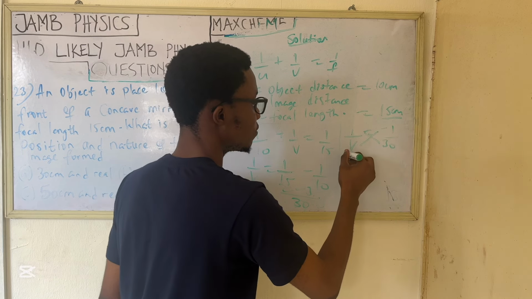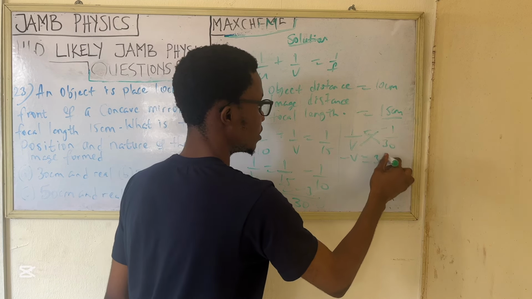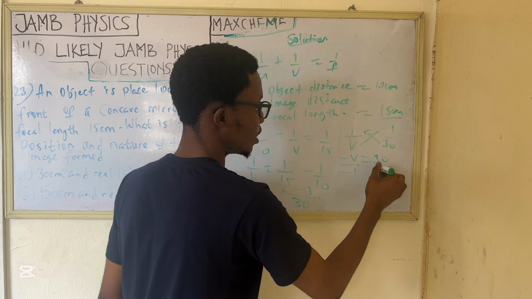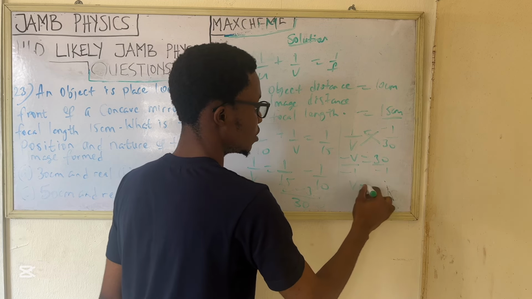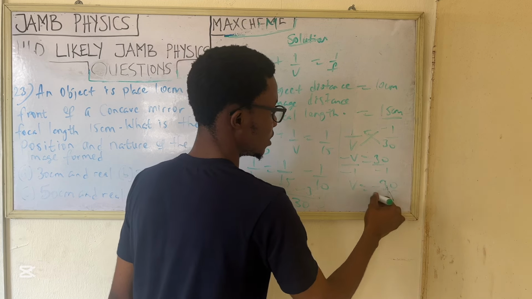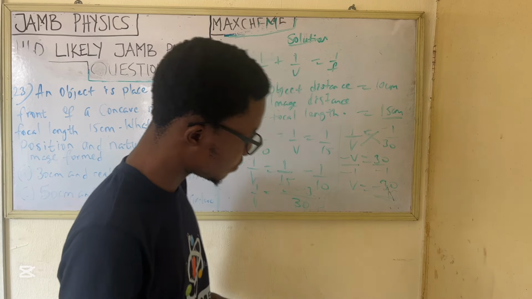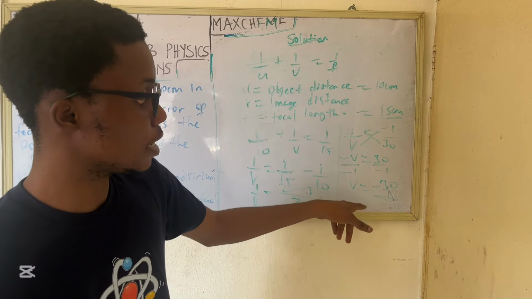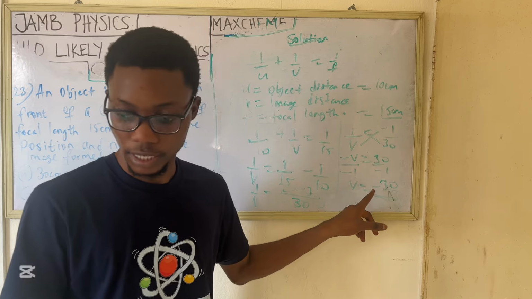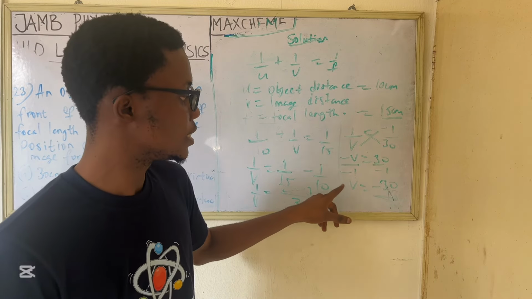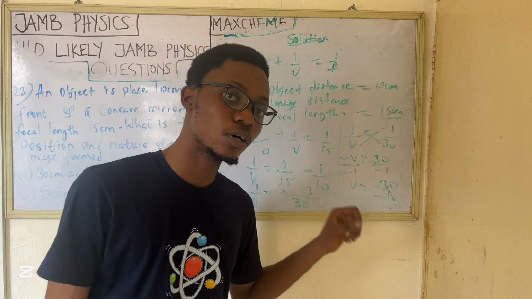Then you cross multiply. We now have minus V is equal to 30. Then from here, divide both sides by minus 1. Then we have V is equal to minus 30. Now look at this. Our V, which is the image distance, is having a negative sign, right? V is negative. So in this case, it is a virtual image.